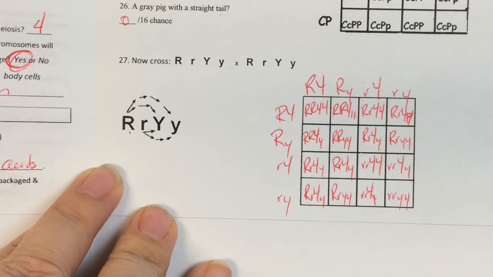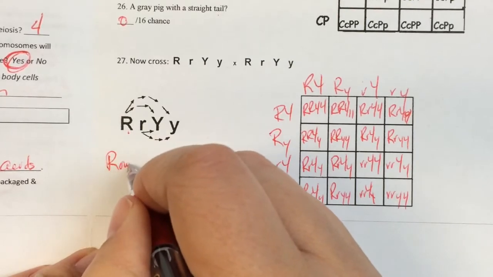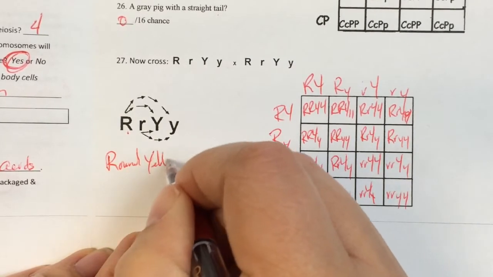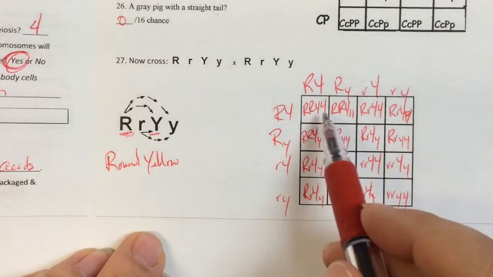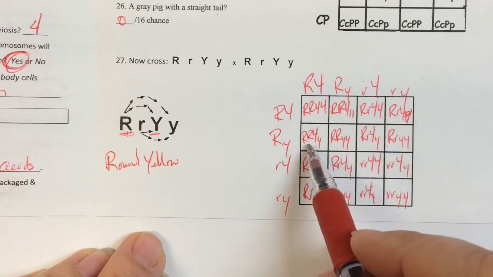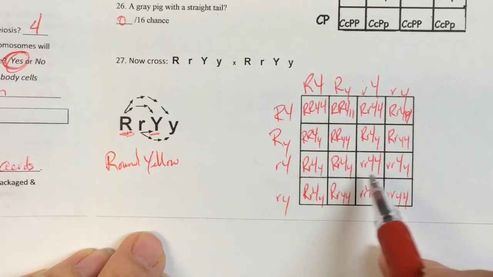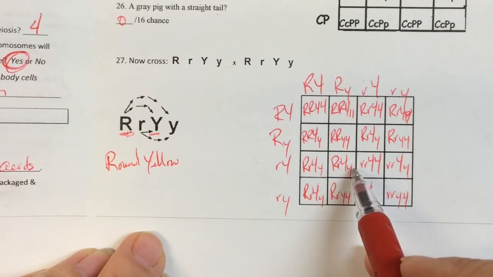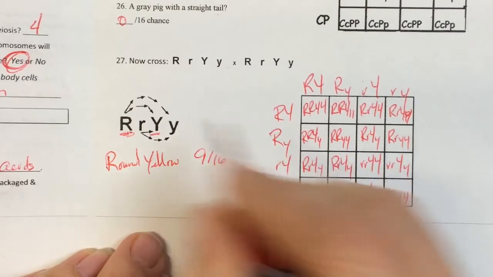Let's pretend for a moment that this is for round and yellow. And so how many of ours would be round and yellow? That means we'd have to have a capital R and a capital Y. And so we'd have 1, 2, 3, 4, and then 5, 6, 7, 8, 9. We would have 9 out of 16.